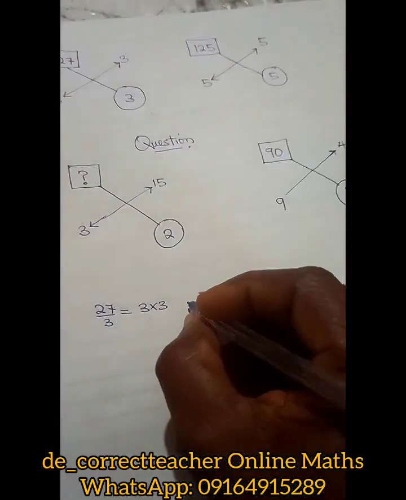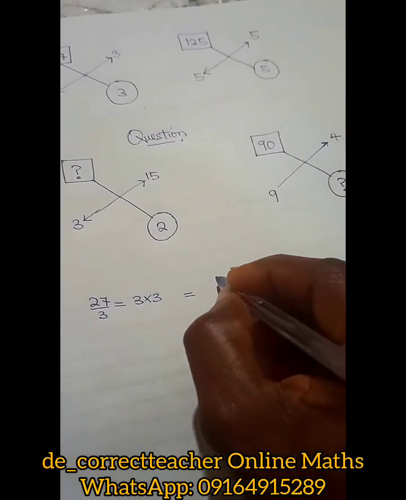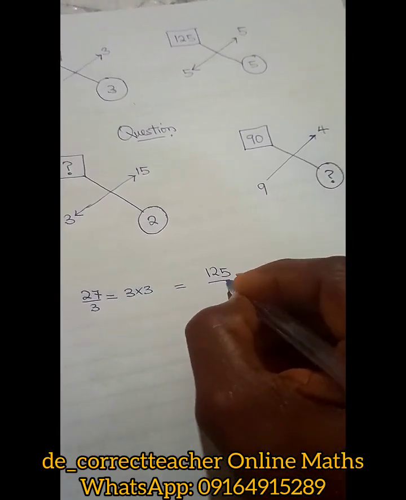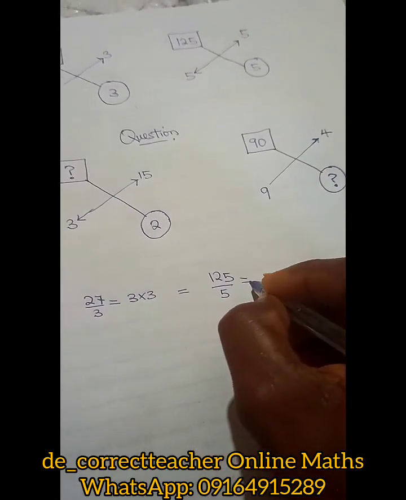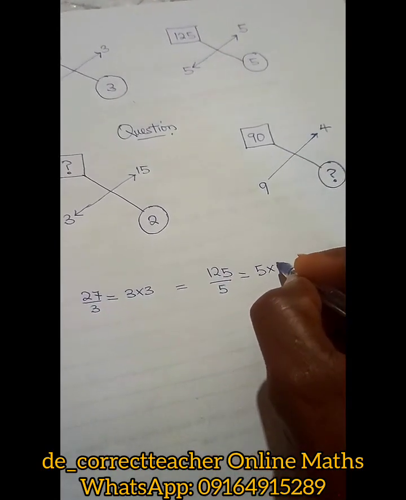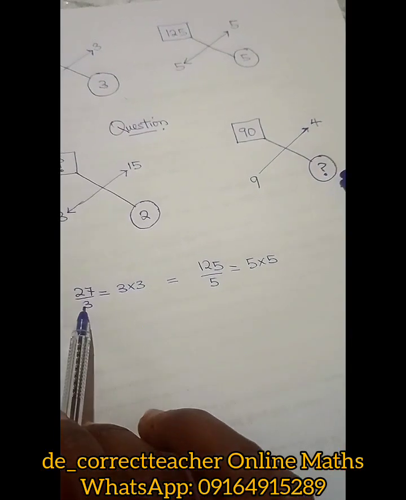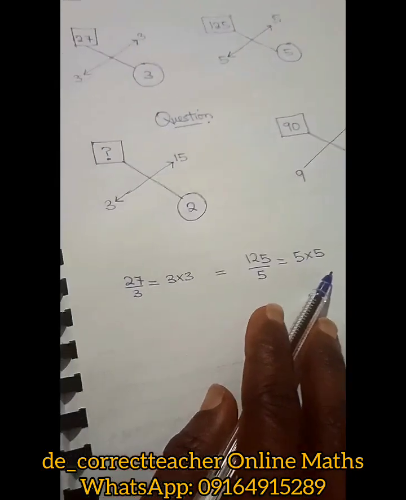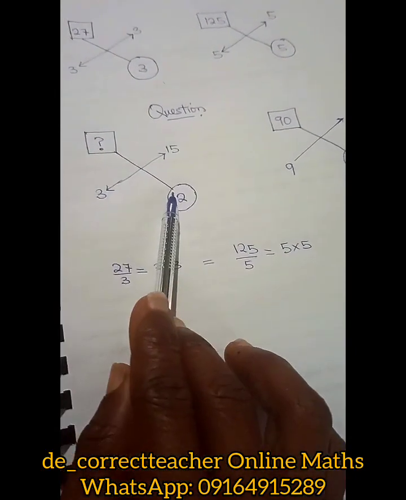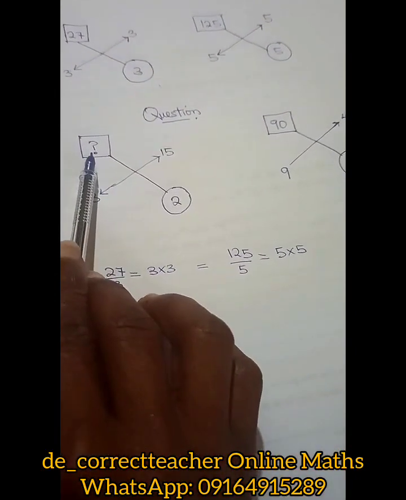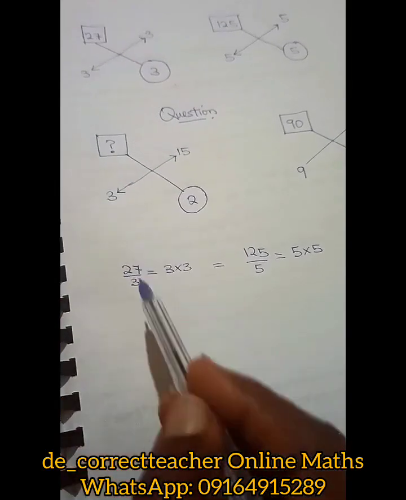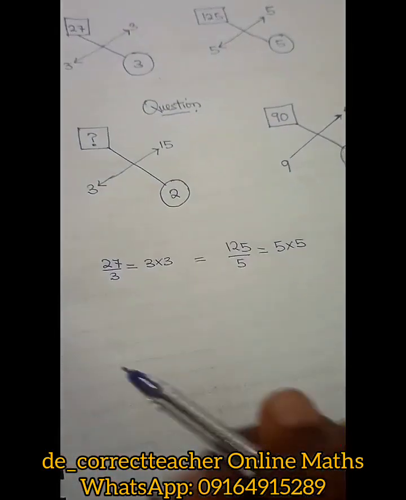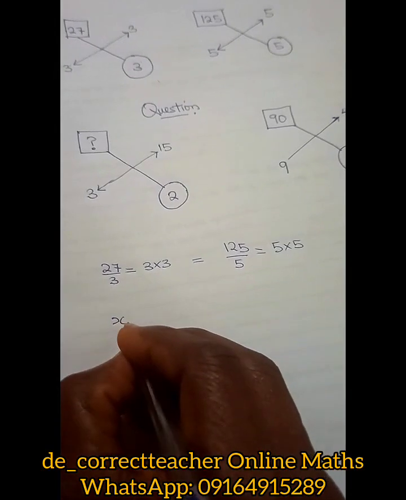If you look at the other one, 125 all over 5 is the same thing as 5 times 5. So you see, when 3 goes into 27, we get 9, and 3 times 3 is 9. Then the question here is that we should find this missing one. From what I just said, let this one be x. If this is x, that means x is here.